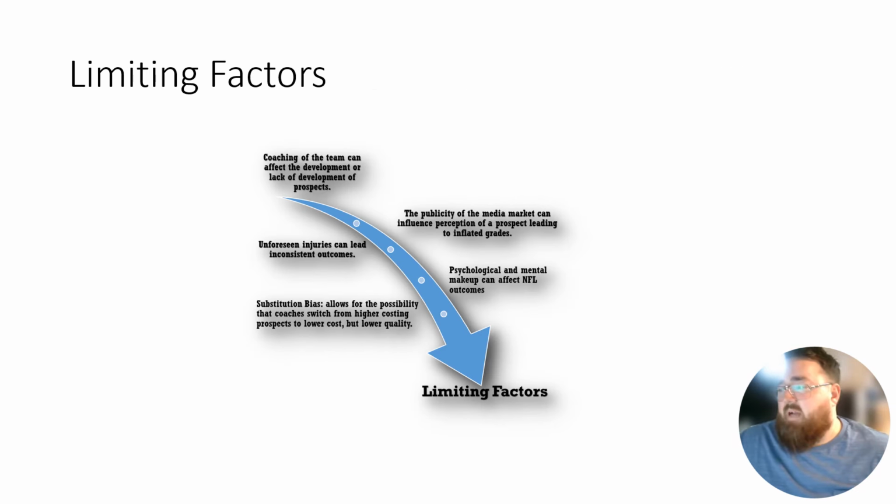Now, limiting factors. What are some of the things that limit the data? This is what this deals with. It could be the coaching of a team, the media, psychological and mental makeup, unforeseen injuries, and substitution bias. These are the main things that can limit the data and make it not as effective in terms of predicting players. So, in other words, you might have a player who tests really well AV-wise, but isn't really that great of a player because of these factors. Or the opposite: a player doesn't test as well in all these factors, and it's because of all the factors that you see right there.